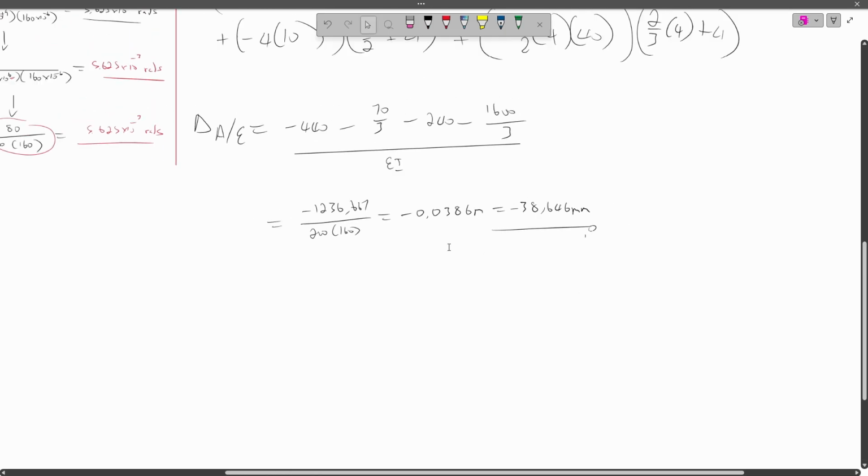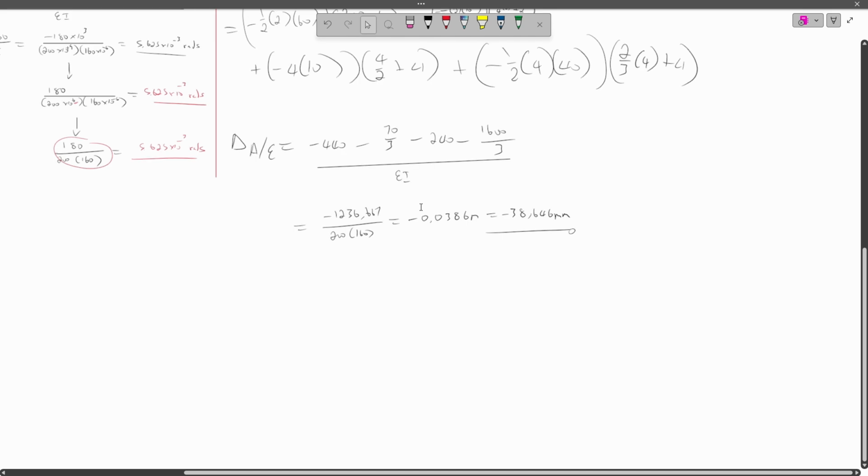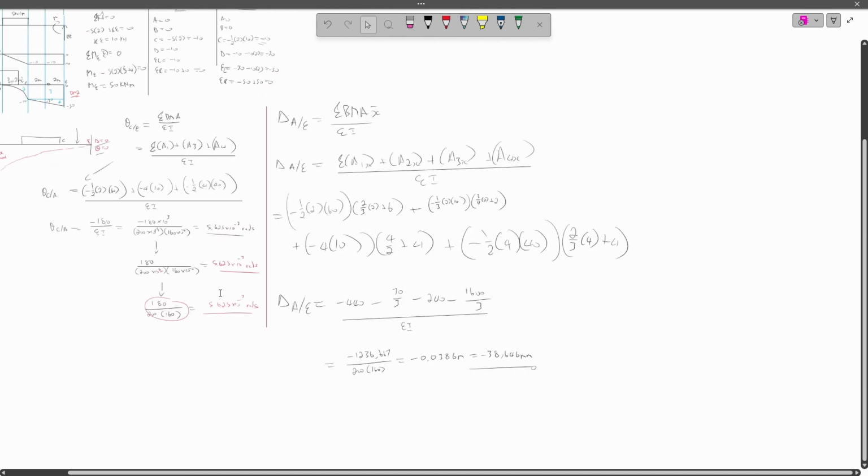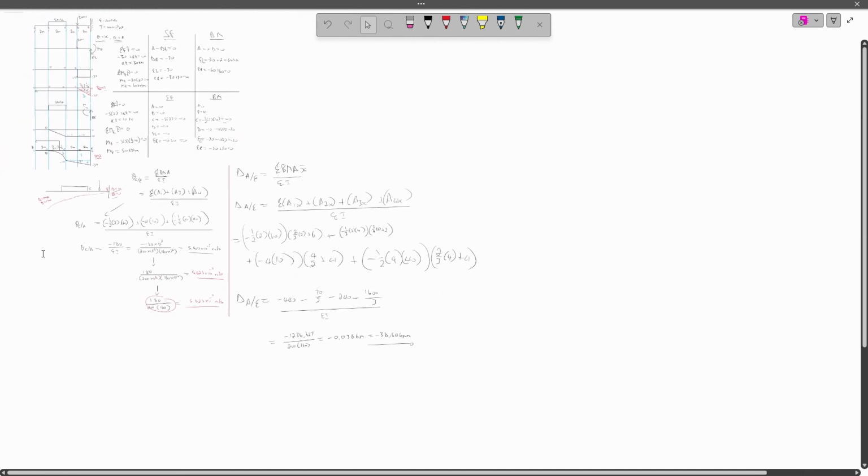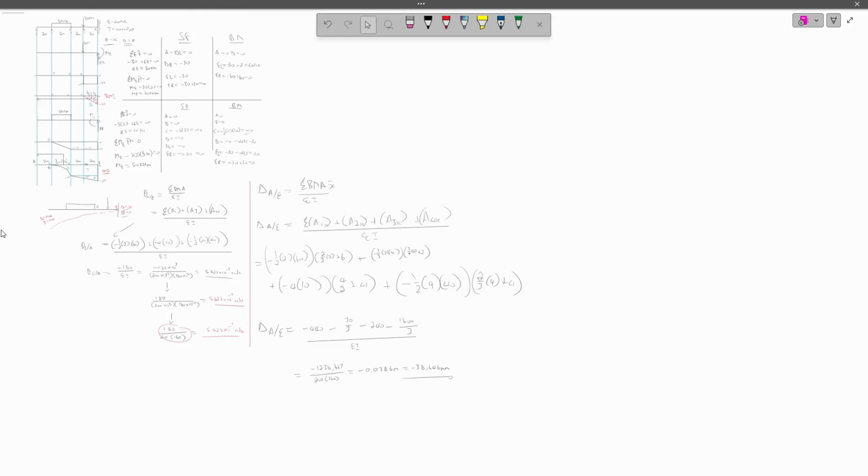That's how we use Mohr's moment area method to determine our slope and our deflection. In the next video, we will look at a built-in beam as well as simply supported beams.